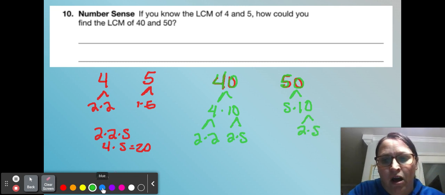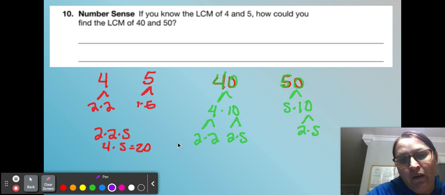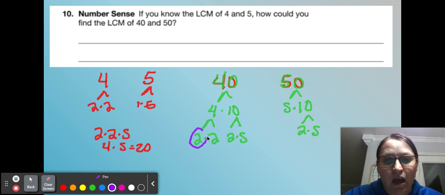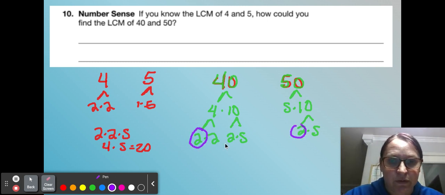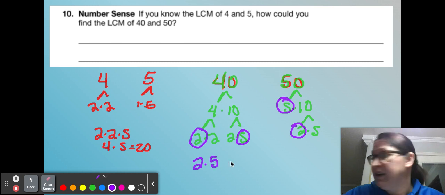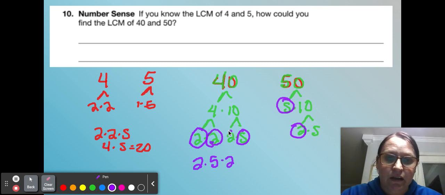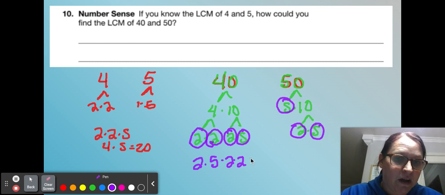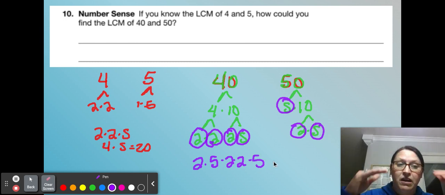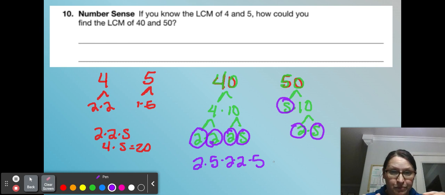Now I have to find my common multiple, so I'm going to switch my color to purple, and I'm going to say, okay, I see they both have a 2, so I'm going to mark a 2 right here. They both have a 5. I'm going to mark that 5 right here. Now I see an extra 2. I'm going to circle it and mark this 2. And I have an extra 5. I have to include all of my prime factors.